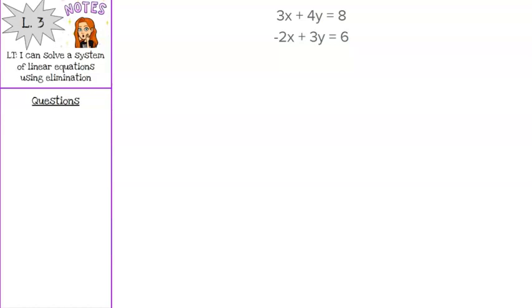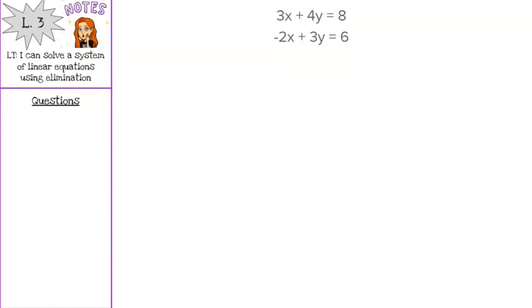All right, one last example. So again, this example does not have opposites. However, what we are going to need to do is multiply both equations in order to make opposites.